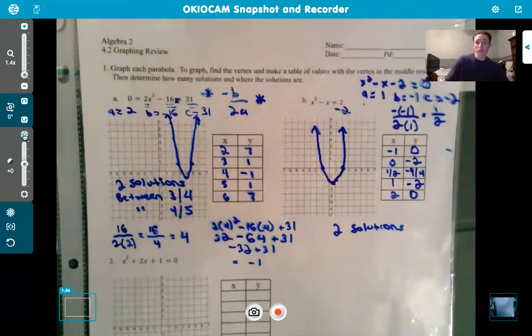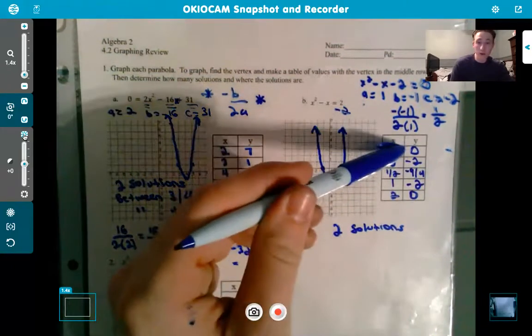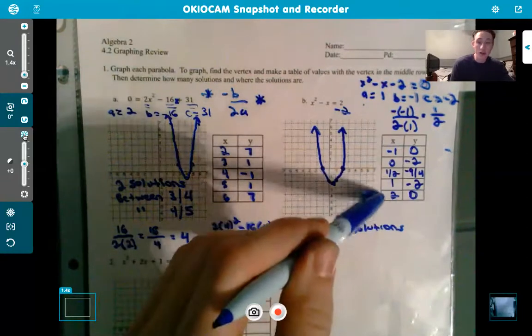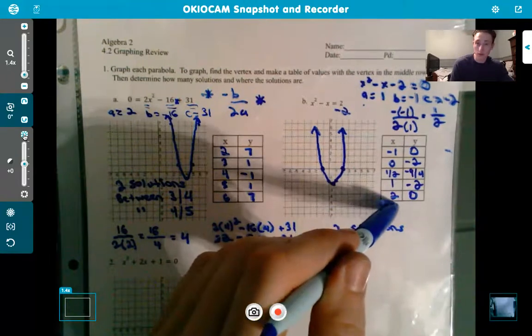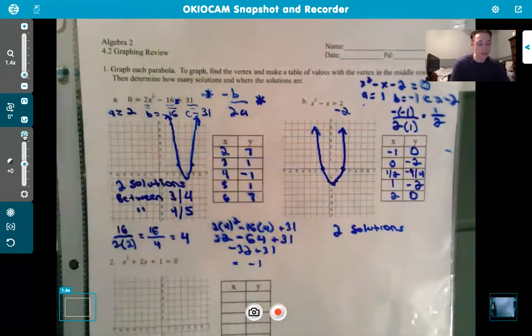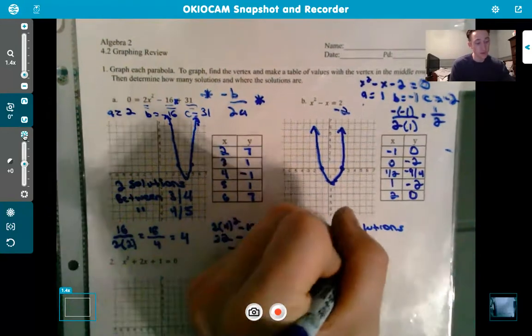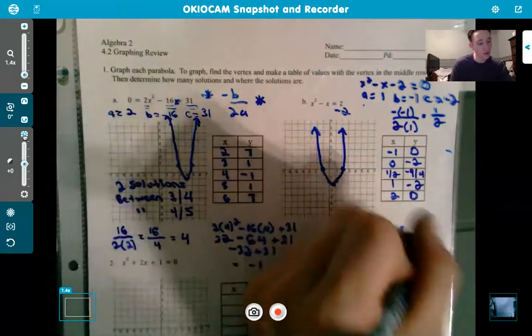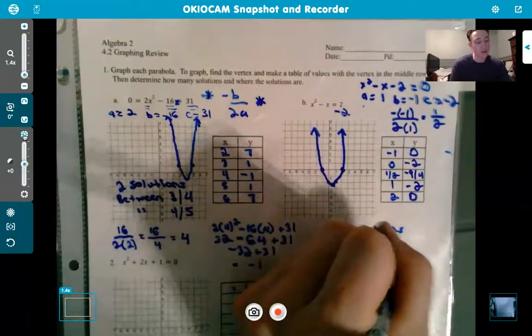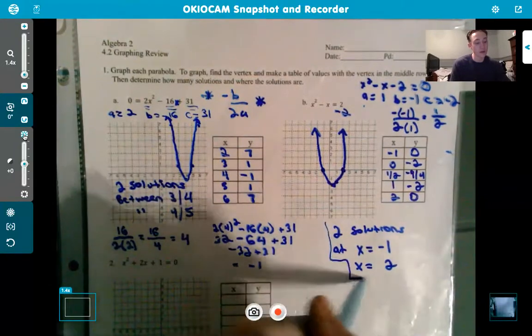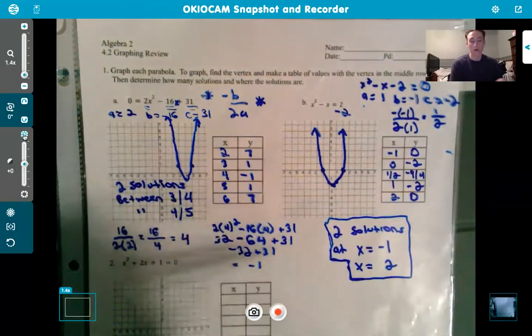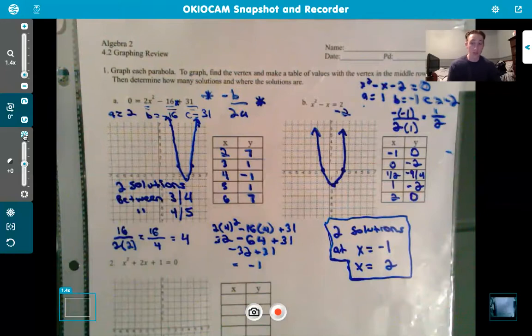What's nice about this problem is, as we look at our table, because there will be some problems where you have to look at a table to determine the solutions as well, I know where those 2 solutions are. Wherever my y value is 0, or my f of x is 0, that's where I have solutions. Those corresponding x values are where it crosses the x-axis. So I know I have 2 solutions because it crosses twice, and those solutions are at x equals -1 and x equals +2. This would be my answer that I would put in on the test, whether it's a text box or whether you have to type it in: 2 solutions at x equals -1, x equals +2.